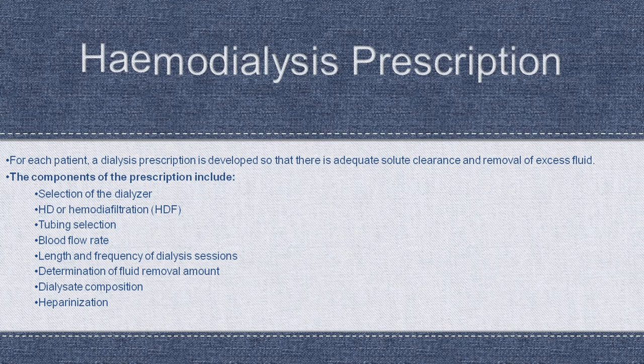When one considers the prescription for hemodialysis, the components should include the selection of the dialyzer, the tubing selection, blood flow rate, length and frequency of the dialysis session, the amount of fluid that should be removed, the dialysate composition, and whether or not to use heparin. For each patient, a dialysis prescription should be developed so that there is adequate solute clearance and removal of excess fluid.